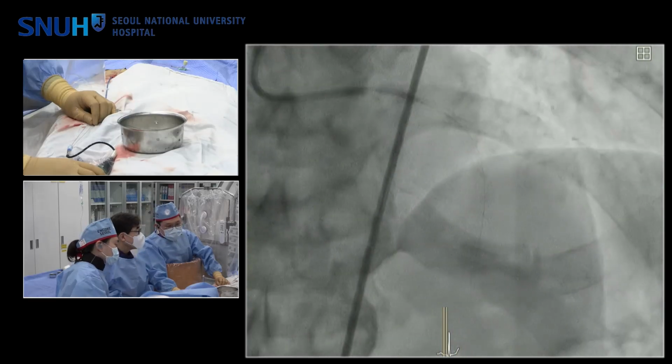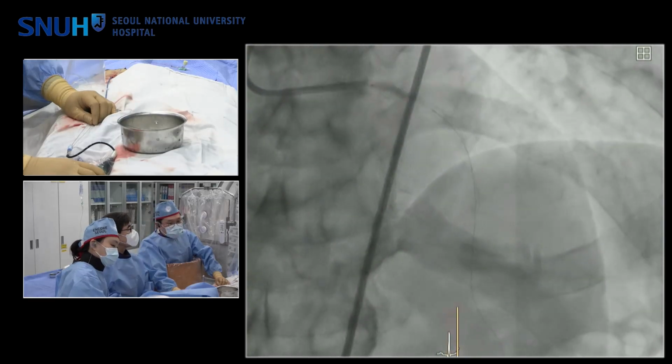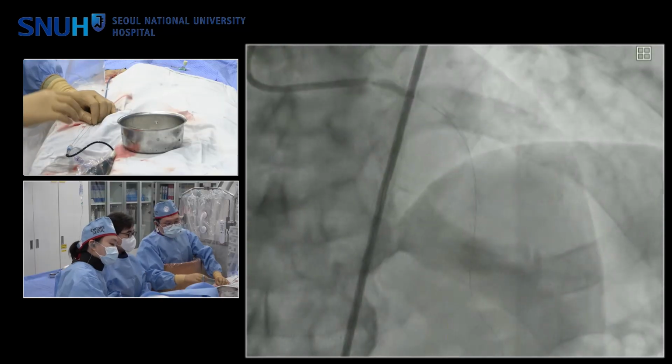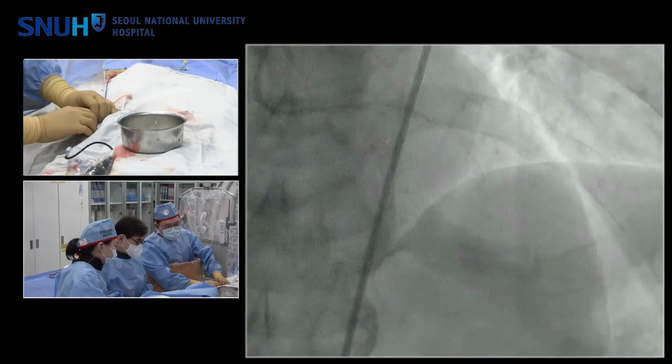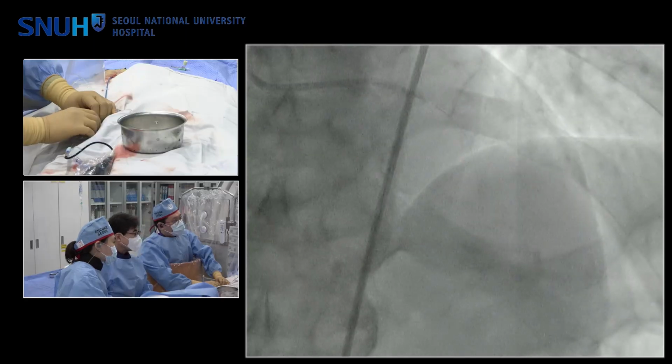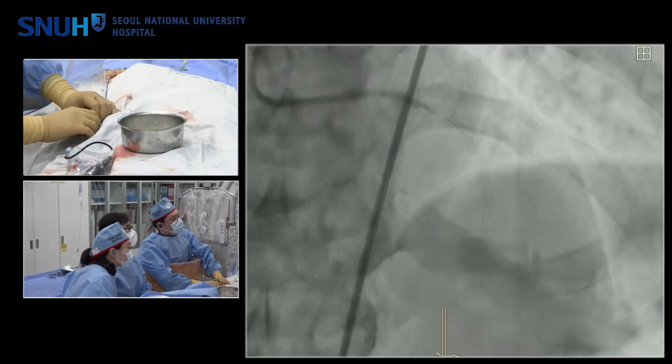So actually, IVL was recently introduced in Korea, and we are exploring and in the learning stage of IVL, and this case gives a lot of learning points.